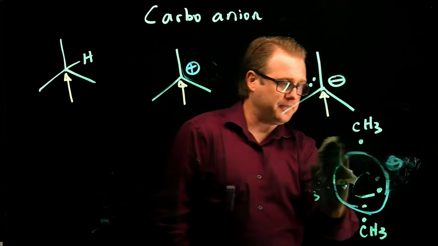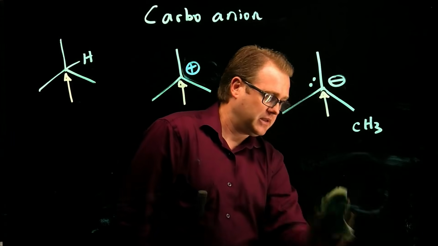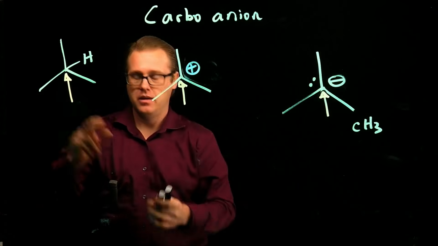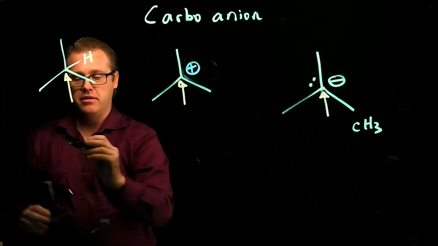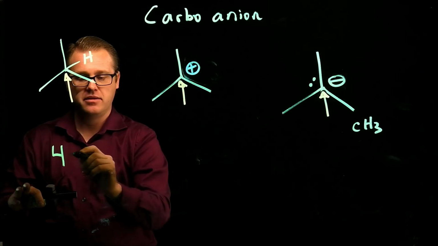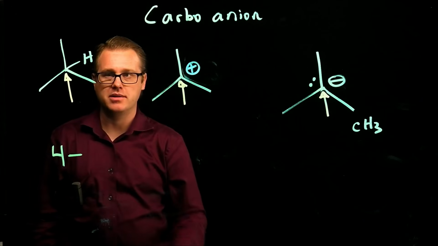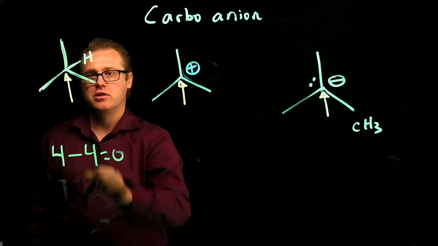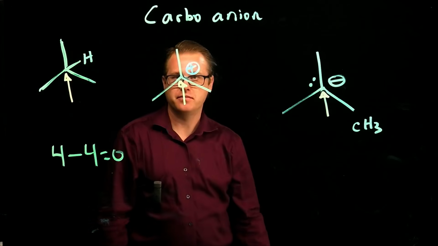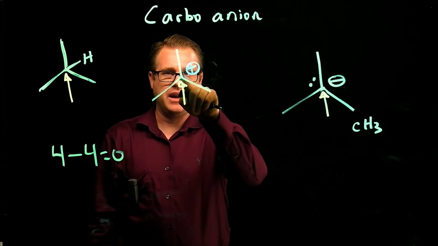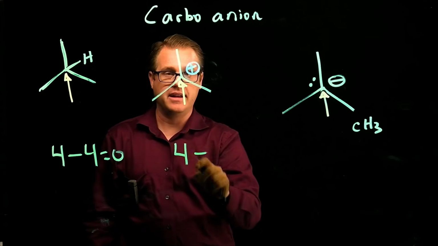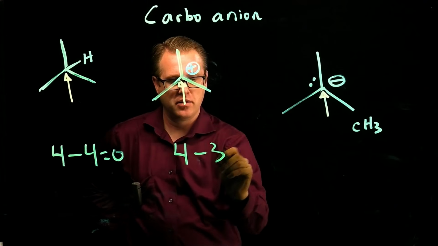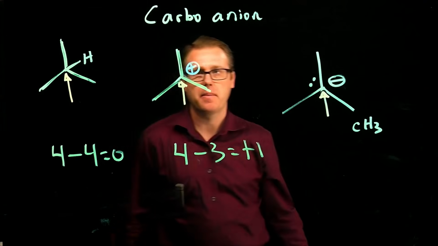And the way I do it is when I look at the structure, I write down how many valence electrons it's supposed to have, minus, and then I count how many bonds. There's 1, 2, 3, 4. So I know that carbon is neutral. When I take a look at this guy, I know it's 4 valence electrons minus how many bonds? 1, 2, 3 equals plus 1.